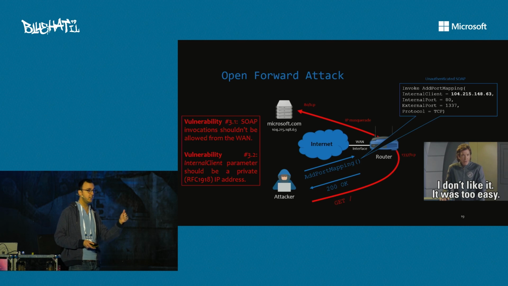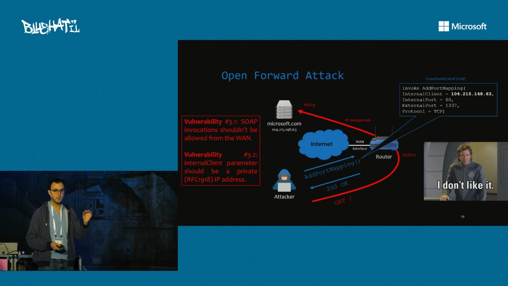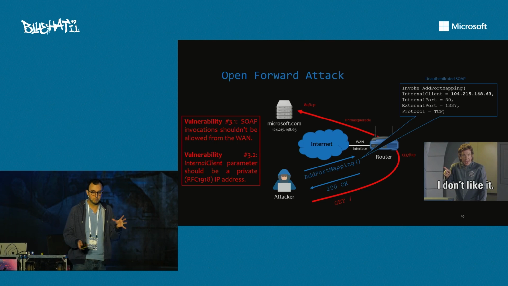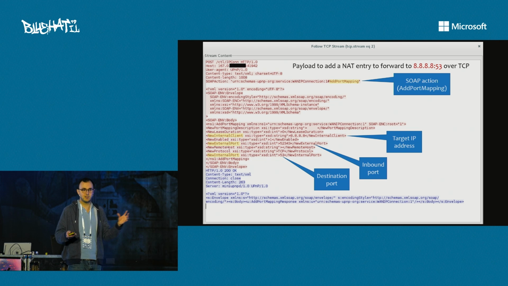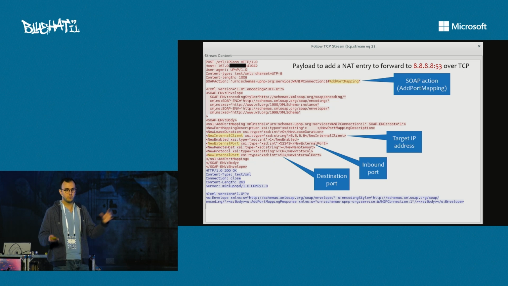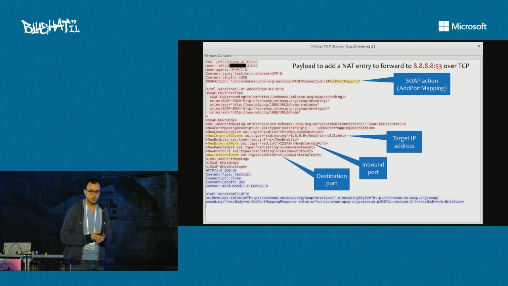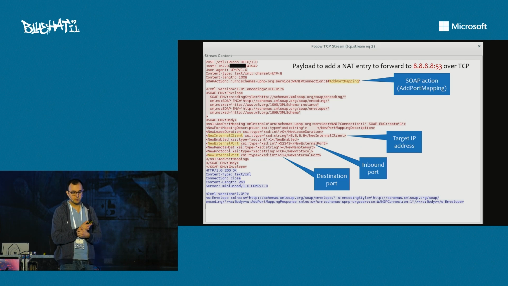And secondly, the internal client parameter should be a private IP address. Simple stuff, but, you know. And this is a payload, the SOAP payload. SOAP is basically, if you don't know SOAP, a fancy HTTP. So this is like a POST request with a few things more. But so this is the POST request.